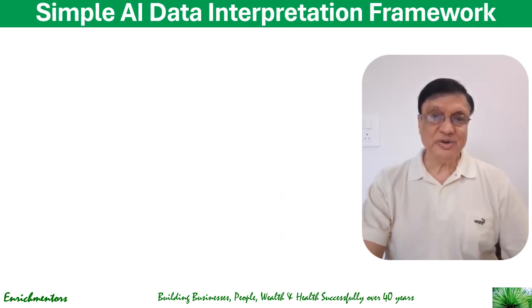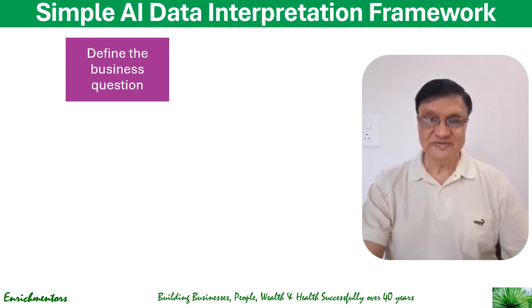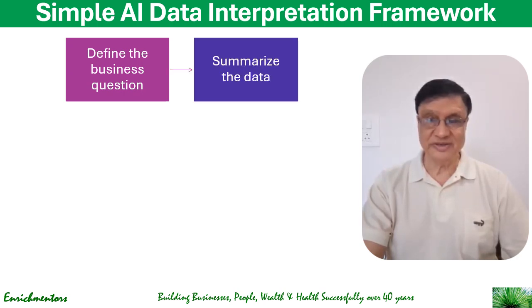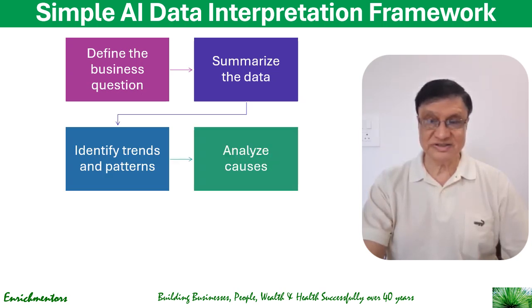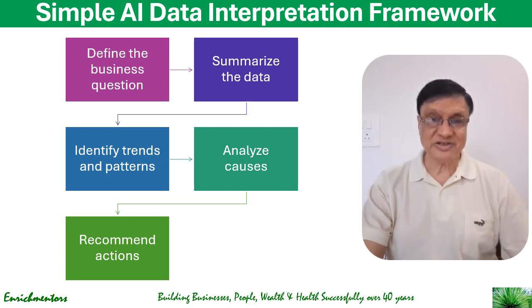Let's summarize this into a simple AI data interpretation framework. It's a five-step approach that we have seen in this lecture. We start with defining the business question. That's the most important step. Then you summarize the data. Then you identify trends and patterns using AI, analyze possible causes, and then you recommend action based on what cause seems the right cause or the root cause. And based on that, you can recommend action, and AI can do that for you.